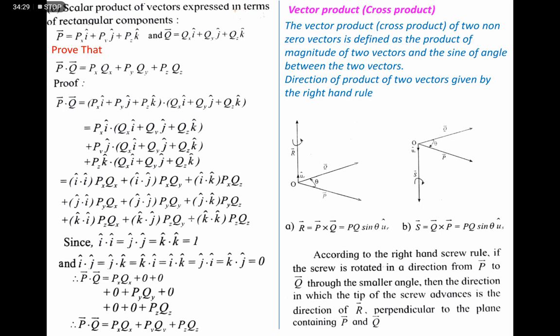So this we already explained, and next we'll go to the characteristics. Here we have to consider that it is a vector product instead of the scalar product. The vector product does not obey the commutative law of vector multiplication. p bar cross q bar is definitely not equal to q bar cross p bar.